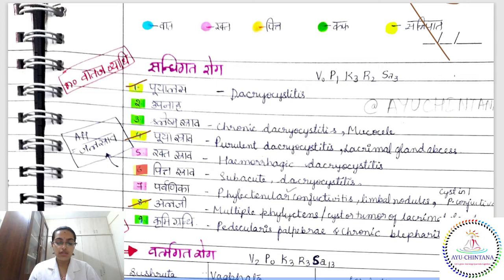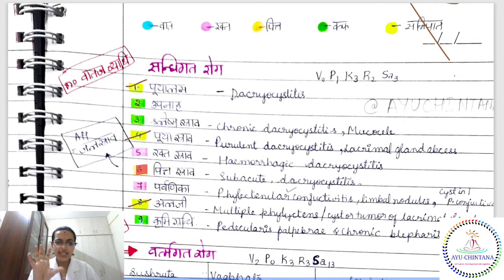Shleshmasrava is chronic dacrocystitis, and it can be a mucocele. Puyasrava, purulent dacrocystitis, lacrimal gland abscess. Raktasrava is hemorrhagic dacrocystitis. Pittasrava is subacute dacrocystitis.